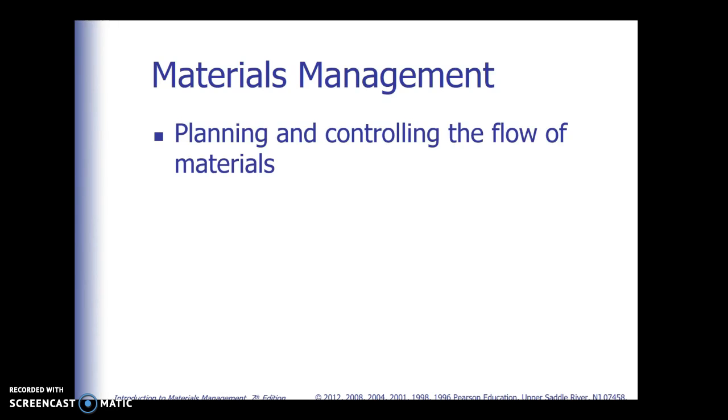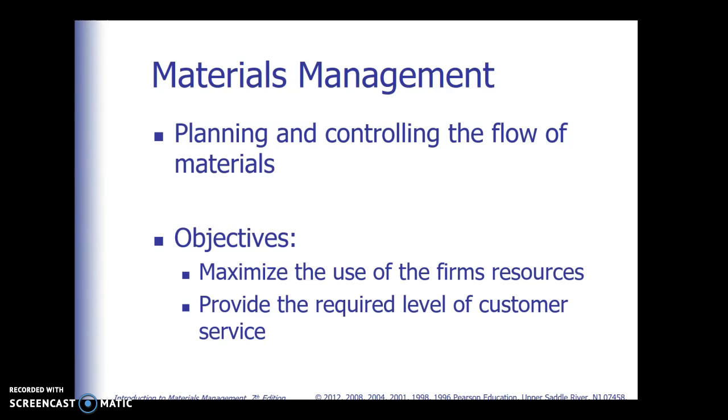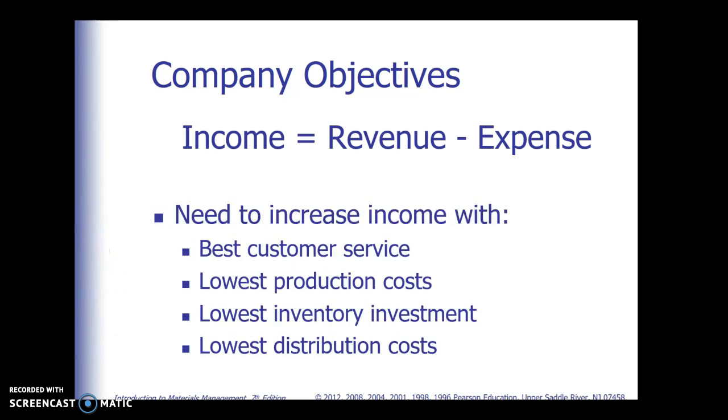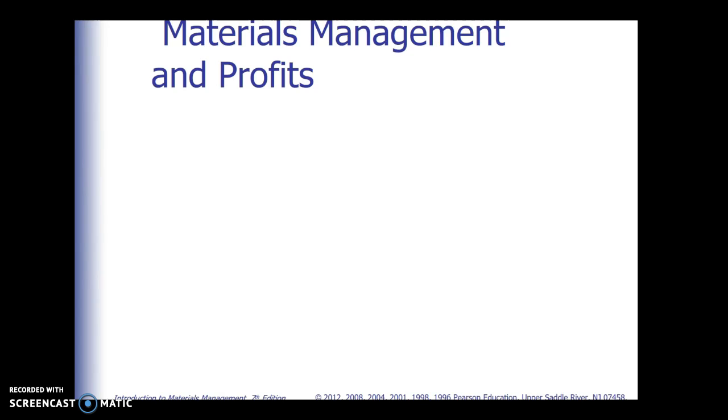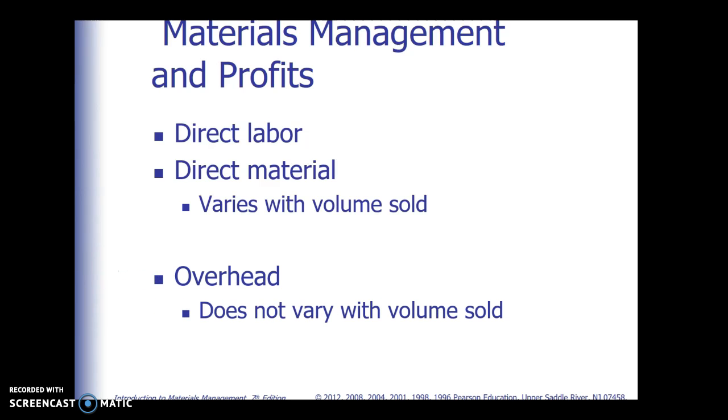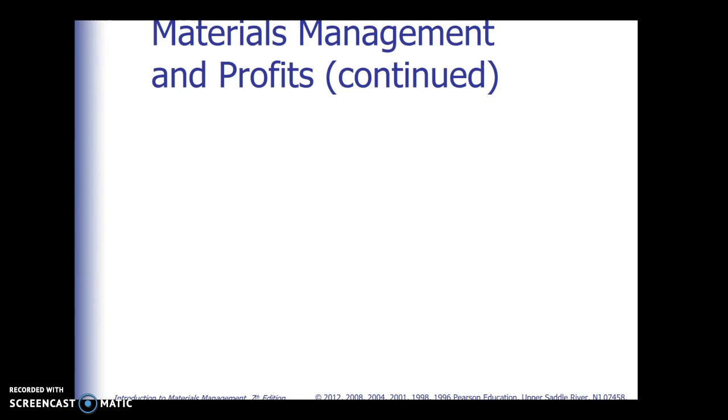When you think about materials management, it is defined as planning and controlling the flow of materials. Simple as that. Objectives: you want to maximize the use of the firm's resources and provide the required level of customer service. And the company objectives: income equals revenue minus expenses, all circles back to these 4 aspects that we just saw on a couple of slides ago. Wonder what that connection is? Well, let's look at this. It's related to our profits from direct labor, direct material, and also overhead.